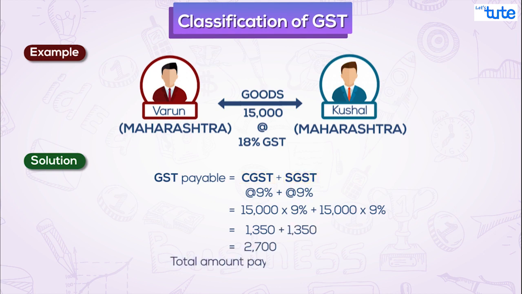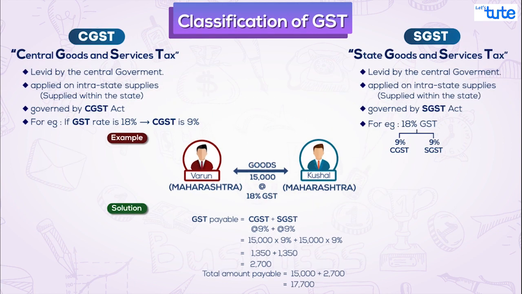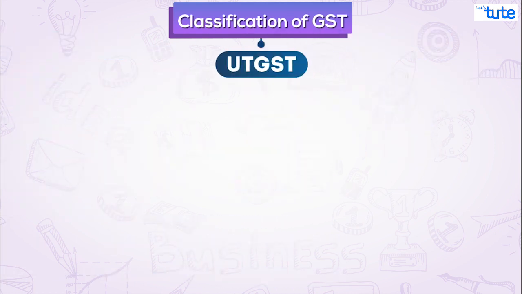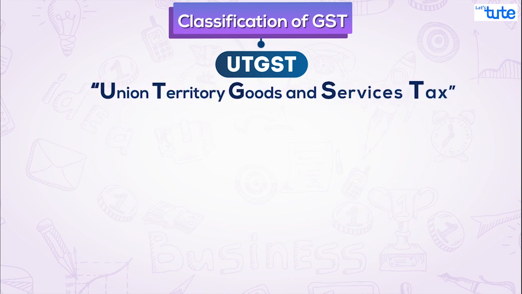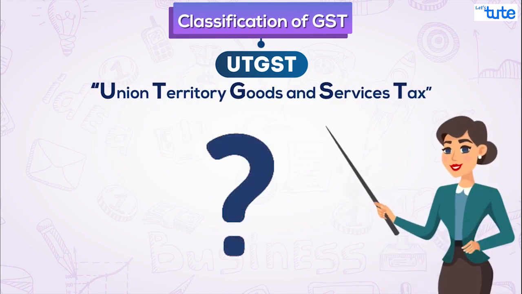The total amount payable would be 15,000 plus 2,700, that comes to 17,700. Hope you have understood the above topics and logic behind them very well. Next is UTGST, that is Union Territory Goods and Services Tax. Have you heard about this?